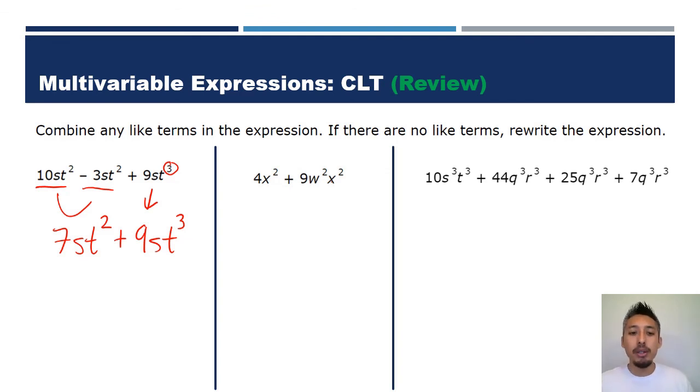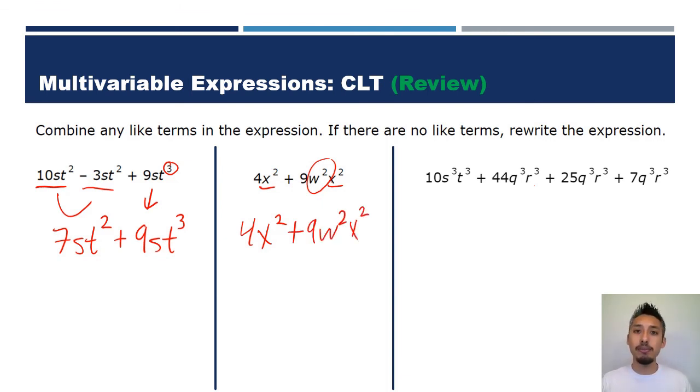Problem number 2, 4x to the power of 2 plus 9w to the power of 2, x to the power of 2. They both have x to the power of 2, but the second one also has a w to the power of 2. The first one does not have a w to the power of 2, and because of that, these are not like terms. You cannot combine these together, even if they both have x squared. They both do not have w squared, so you can't combine them. That means that our final answer is 4x squared plus 9w squared x squared.